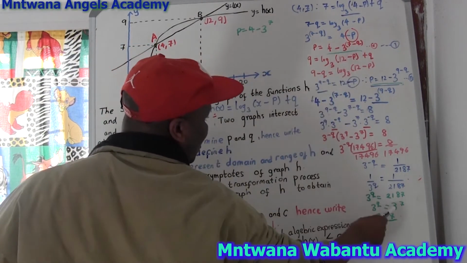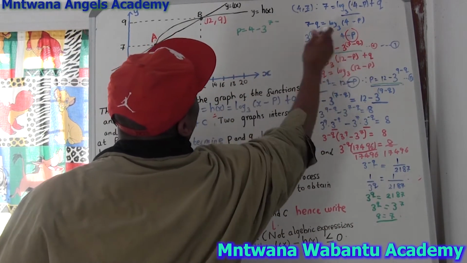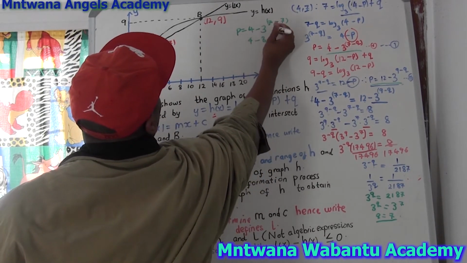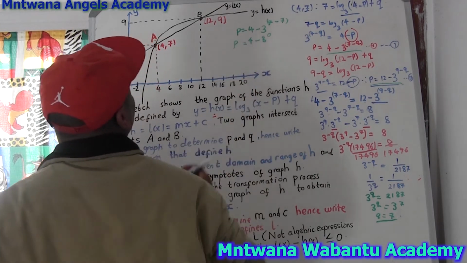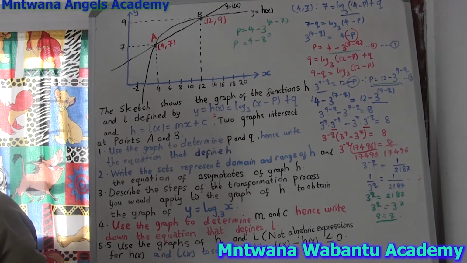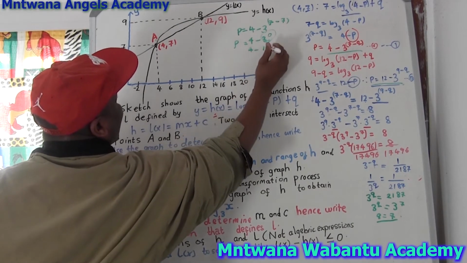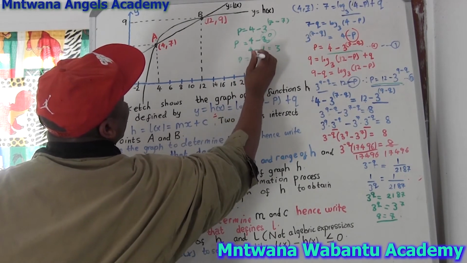Q equal to 7 also. So 7 minus 7 equal to 0. So it's like 4 minus 3 power 0. Any number power 0 equal to 1. So 4 minus, because this equal to 1 and equal to 3. Oh, so our p equal to 3.